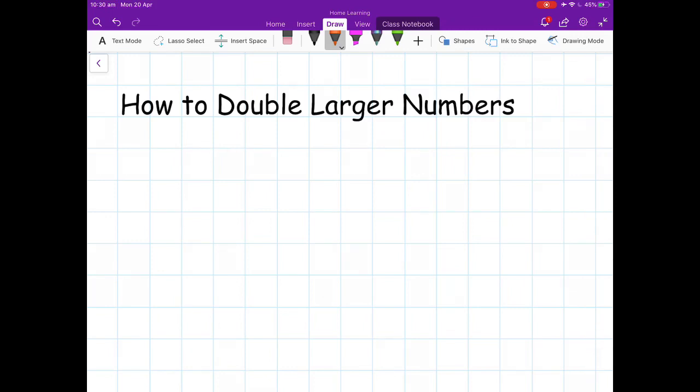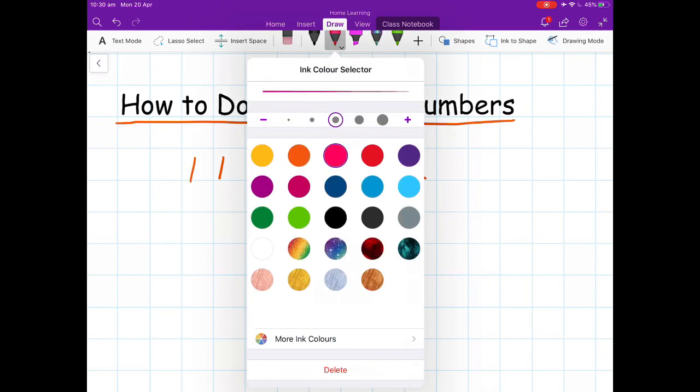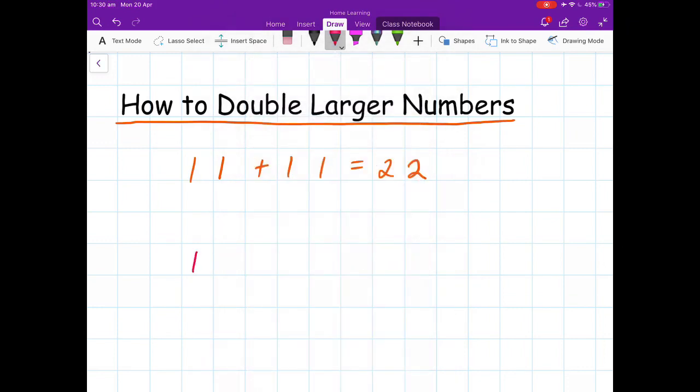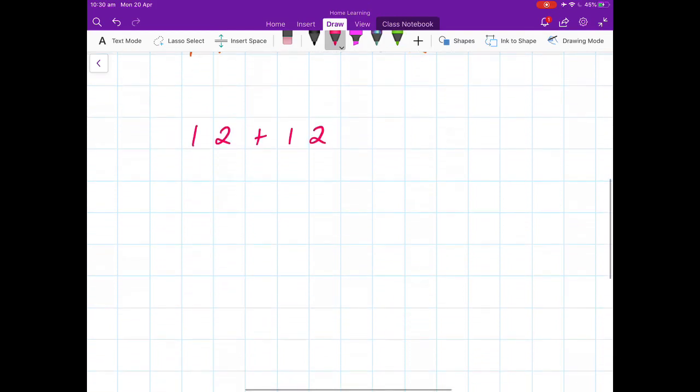Okay guys, following along from what we just looked at, we are now going to focus really briefly on how to double larger numbers. So just then you worked out 11 plus 11 was 22. Okay? So I just want to show you something else. If I've got a number like 12 plus 12, and I actually don't know the answer, here's a way that we can work it out.